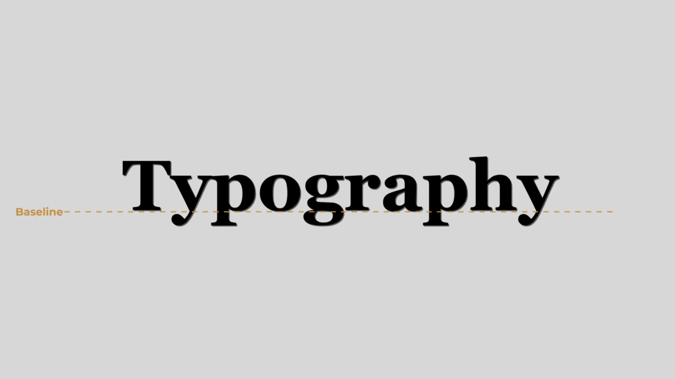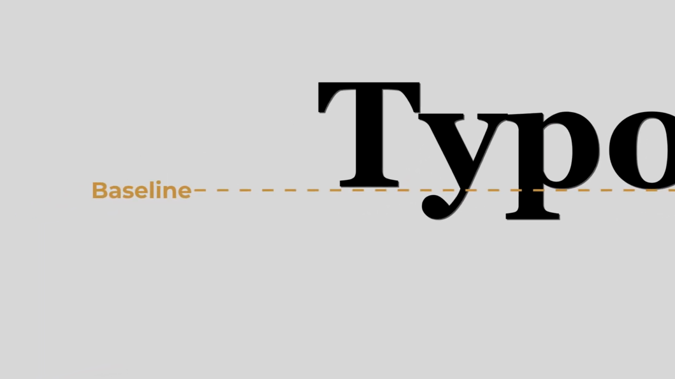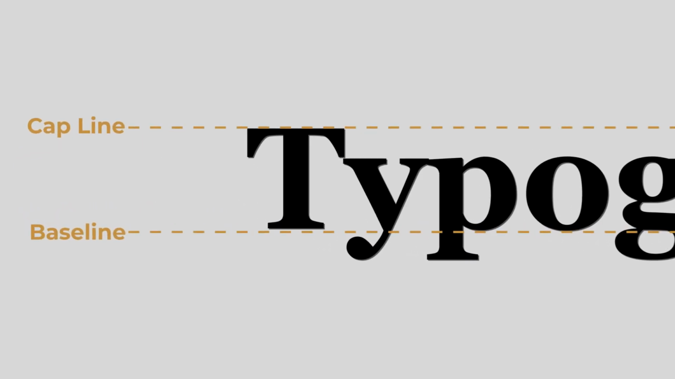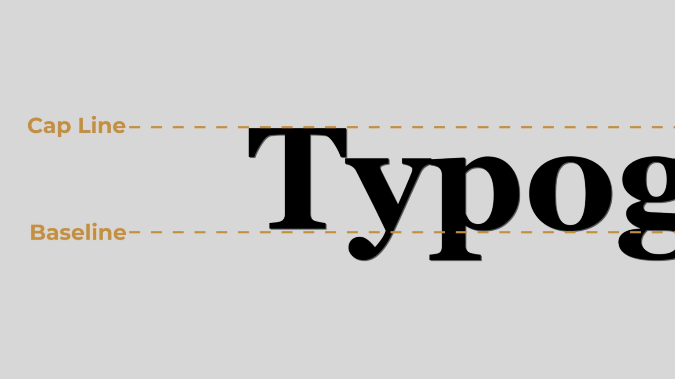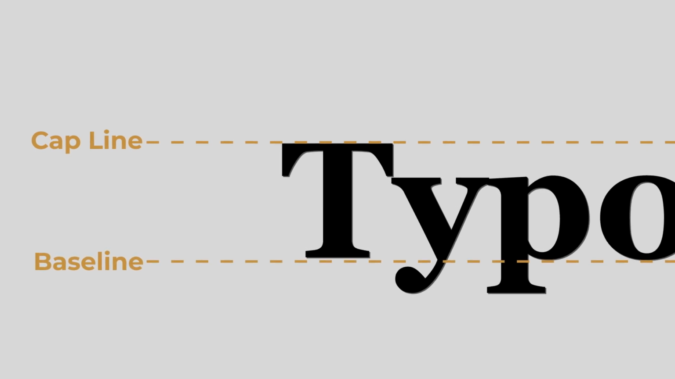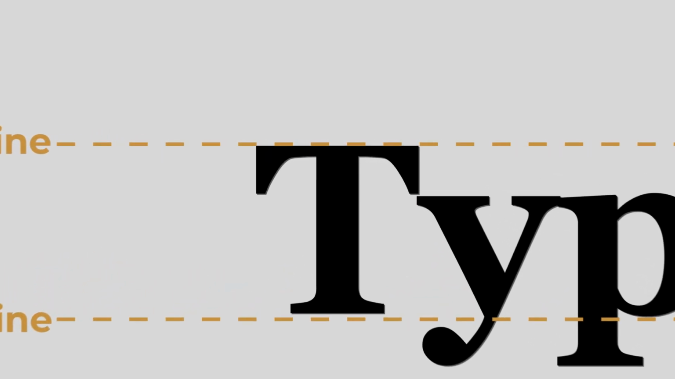See that dash line at the bottom? That's the baseline. Think of it as the floor the letters stand on. Simple, right? All the letters are standing firmly on this floor. Now look at the T. You see how its top touches a dash line at the very top? That line is called the cap line. Why? Because it's where the tops of capital letters, or caps, reach.